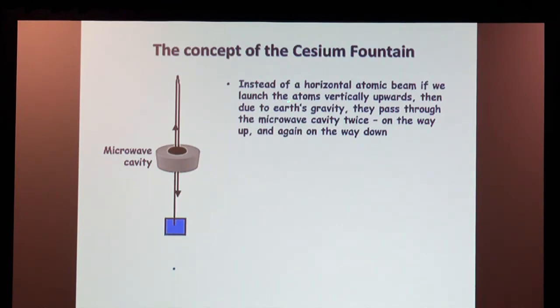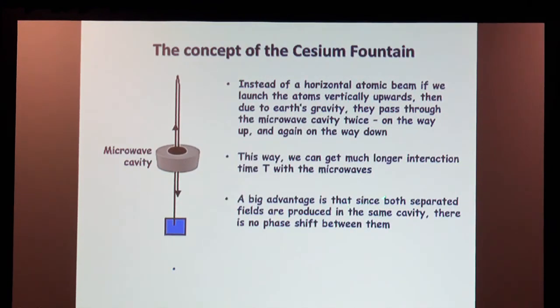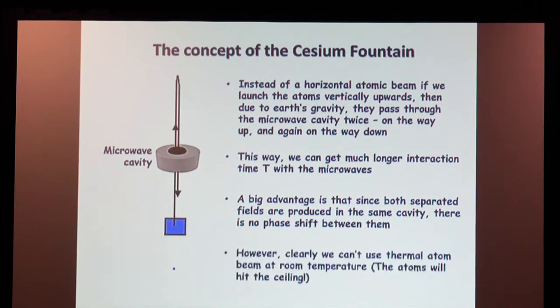So this could be the two separated oscillatory fields technique. That's the initial concept of the cesium fountain. Now your Ramsey interrogation time would be this time, which could be about half a second or so if you shot it about 1 meter high. This way we can get much longer interrogation times, and the big advantage is that both separated fields are produced in the same cavity, so there is no phase shift between them. It's identical. The same cavity goes through one way and the other way.